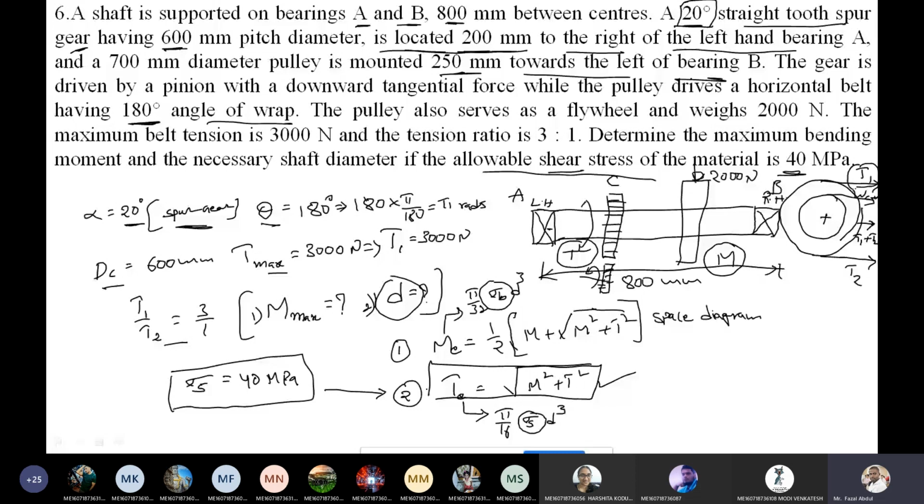Okay, what is the next step? Te equals square root of M square plus T square, where Te is pi by 16 into sigma s, the allowable shear stress, into d cubed. Now the sigma s value is given in the question, and two unknown parameters are present in this equation. What are those? The M value and the T value.